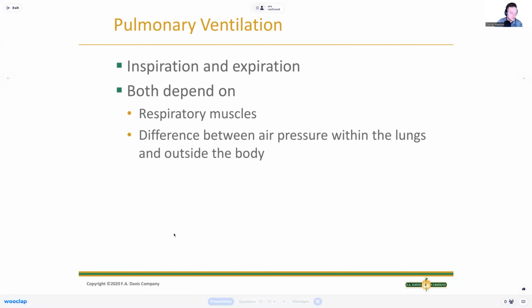So let's finish talking about the respiratory system. I'm going to keep this short and sweet. We've talked up to this point pretty in depth about the anatomy of the respiratory system. We've talked about how it's broken up into an upper respiratory tract and a lower respiratory tract.